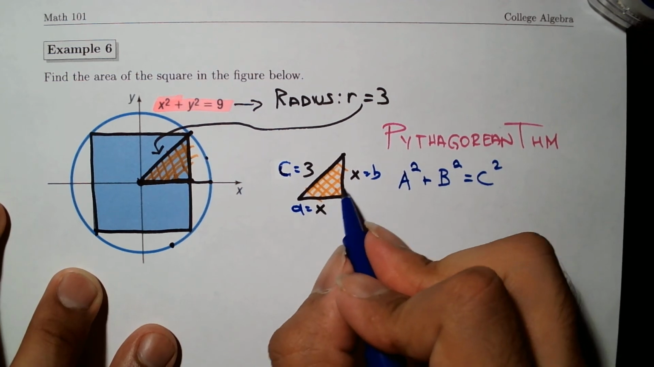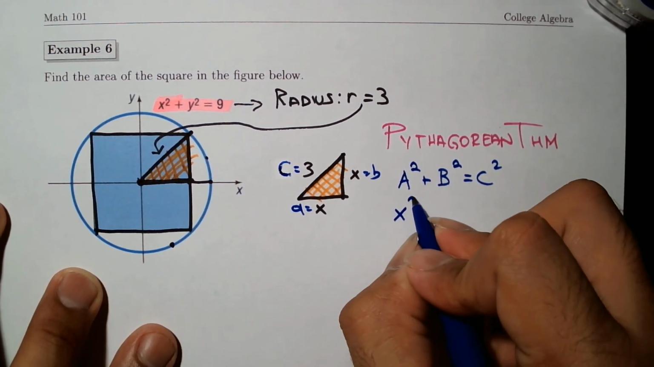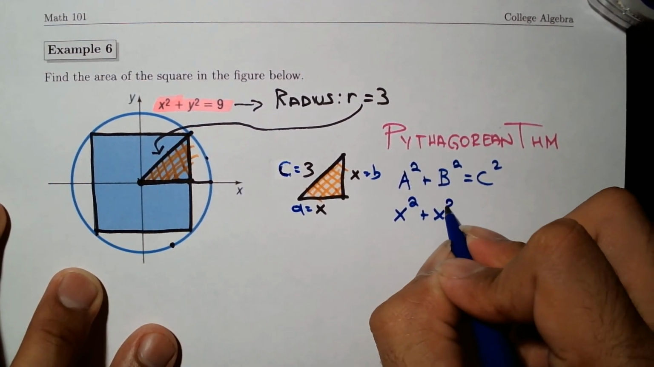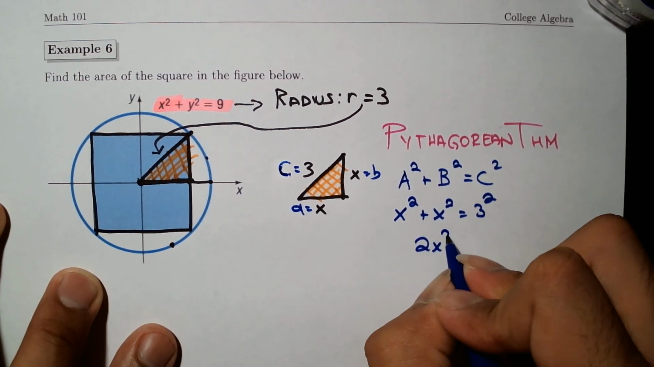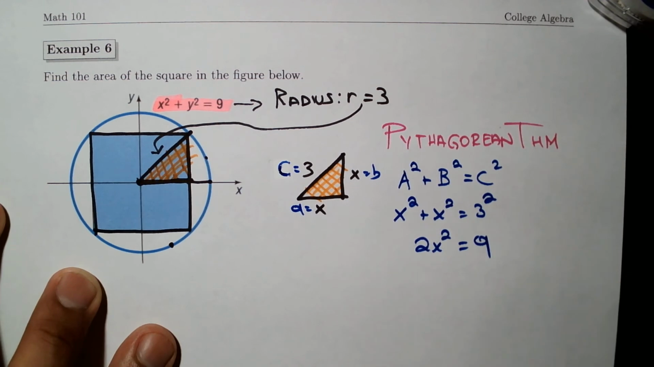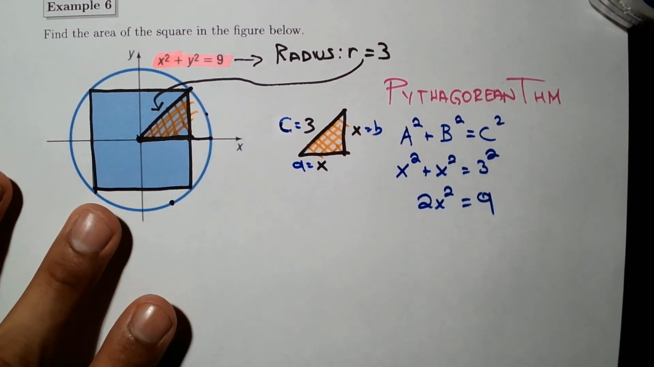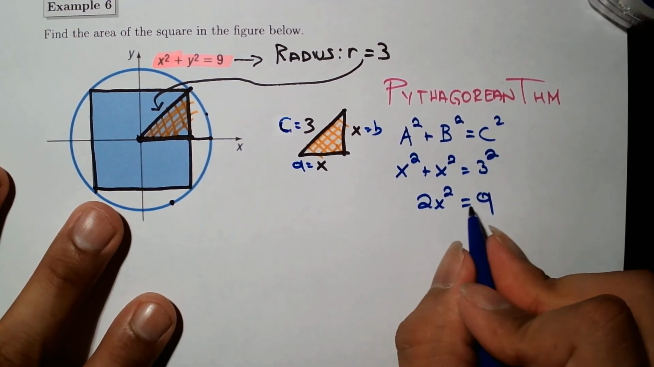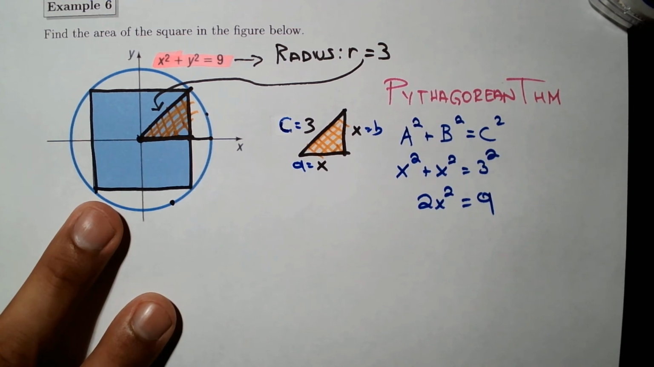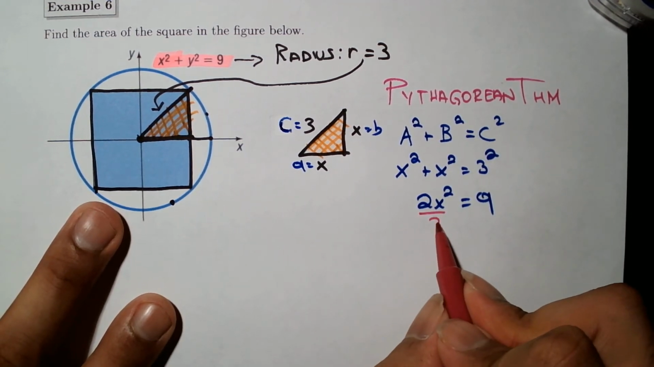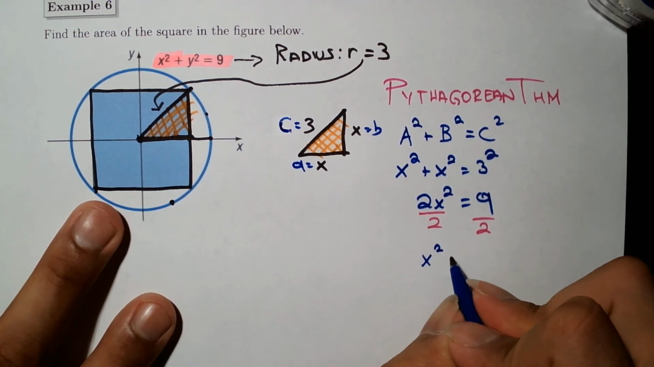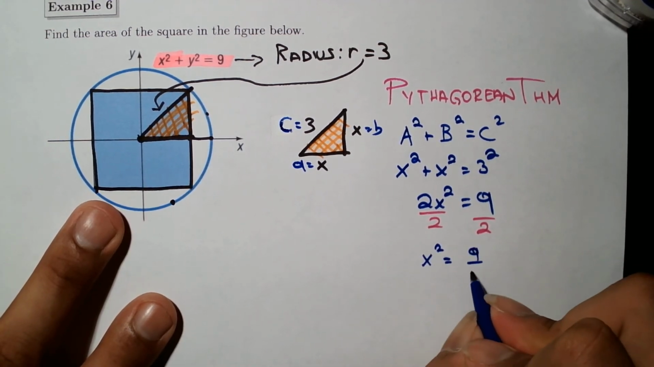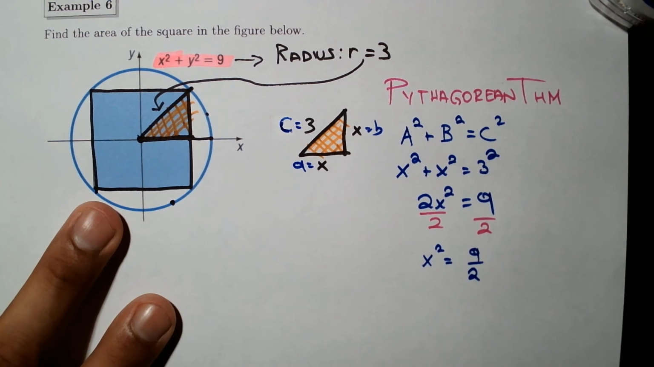So using our quantities, we're going to have x squared plus x squared equals 3 squared. That's going to give us 2x squared equals 9. Okay, 2x squared equals 9. And let's solve this baby quadratic equation by dividing both sides by 2 and get x squared equals 9 halves. Alright?